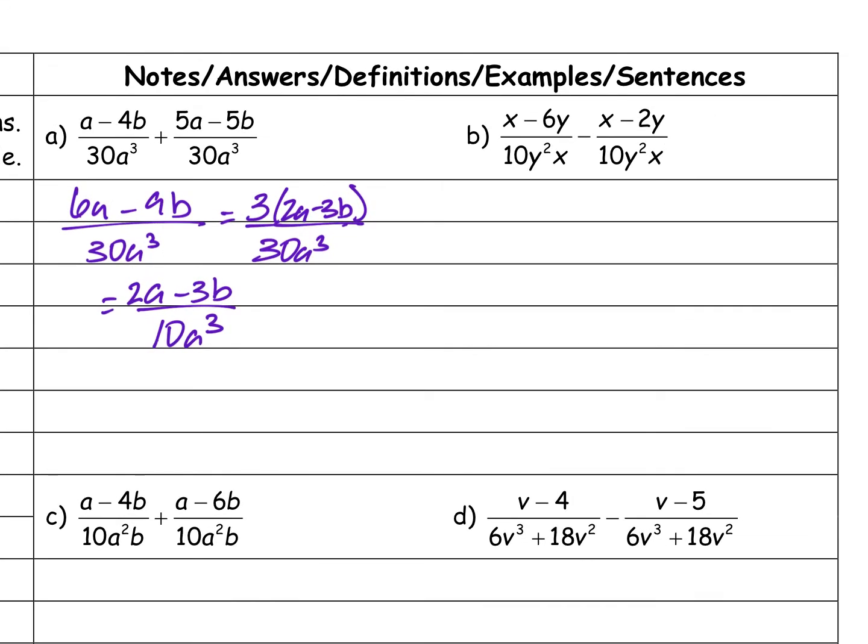Second problem, subtract. So x minus x is 0. Negative 6y minus 2y is negative 4y all over 10y squared x. And so I can simplify this to negative 2 over 5yx. Questions? Everyone okay? Would it be negative 2y? No, because there's a y on the top and the y squared on the bottom. So I took this y away and one of the y's on the bottom away. Okay, good question.